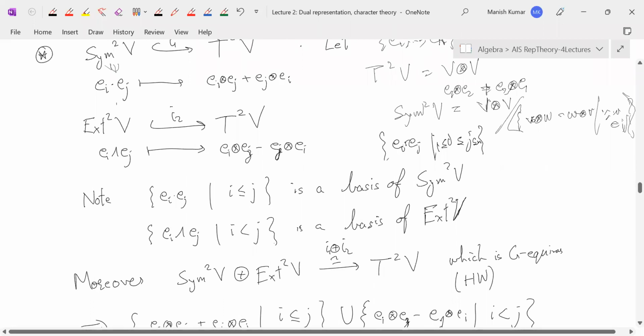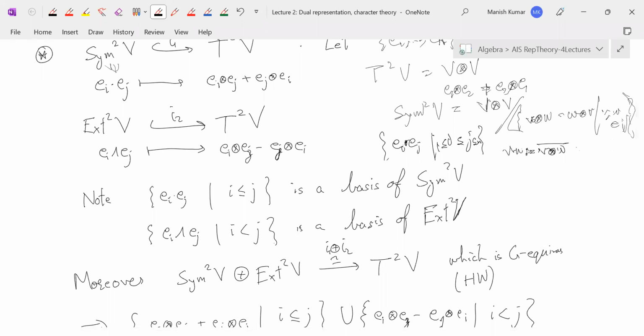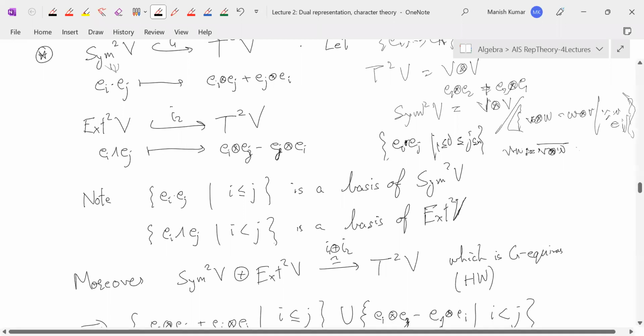These things maybe you have seen in some other context. Student: Sir, the basis for Sim2V is Ei dot Ej? Yes. The image of V tensor W bar, the notation for that is V dot W. V dot W is defined to be this bar. Student: And the condition on i and j? i should be less than or equal to j, and both should be between 1 and n. Student: Thank you, sir.